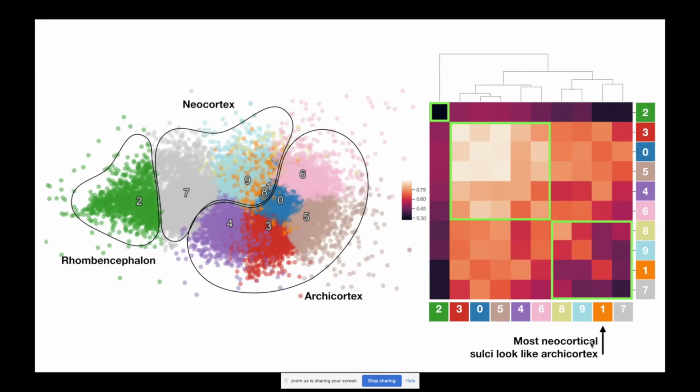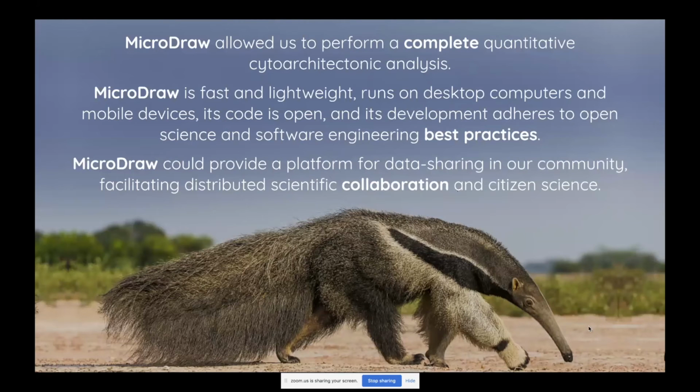Thanks. Yes. So the most neocortical sulci look like archicortex. That was something funny we observed, and we were very happy about that.